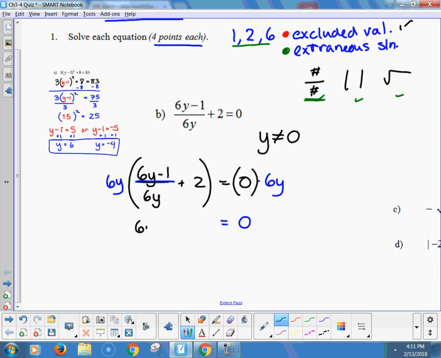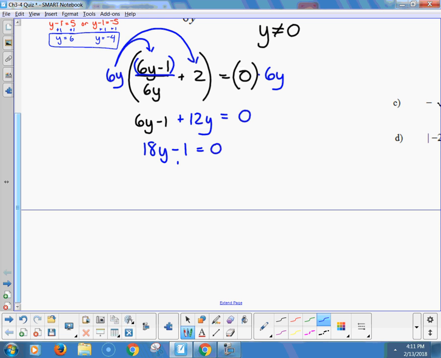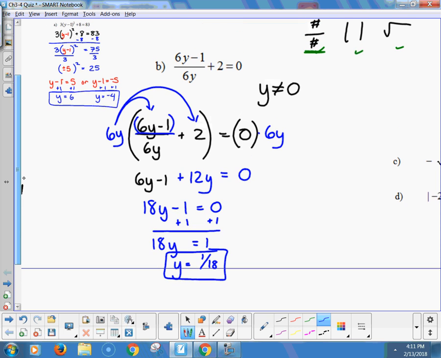6y times something divided by 6y is the something. So this is 6y minus 1, this first part. So you're multiplying 6y by this first term, but then you're also multiplying 6y by 2. You have to use the distributive property, and that is 12y. And from here, it is an algebra 1 problem. We get 18y minus 1 equals 0. Not a pretty answer, but we can add 1 to each side and get 18y equals 1, and y must equal 1/18. Okay, so that is one way to go about solving this problem.